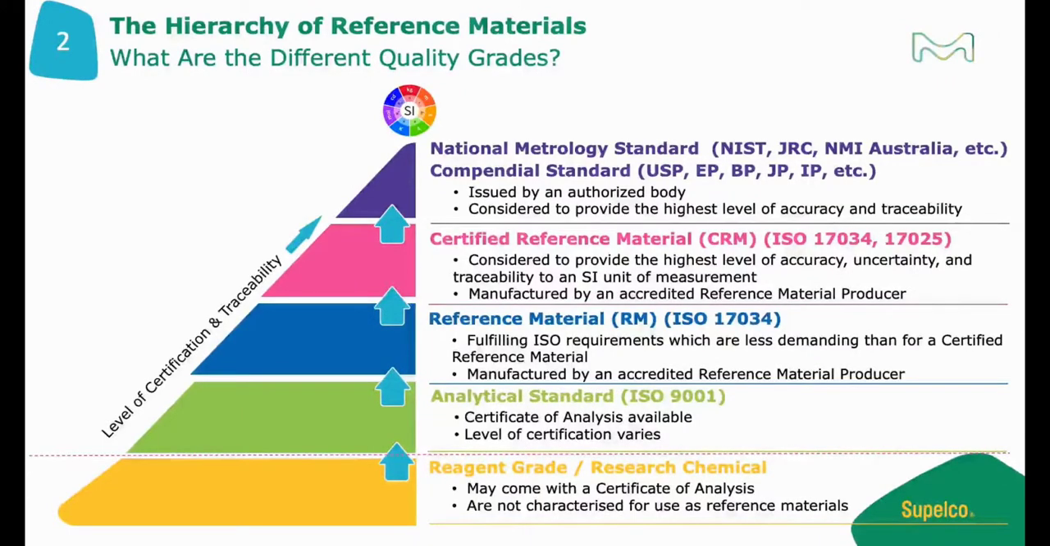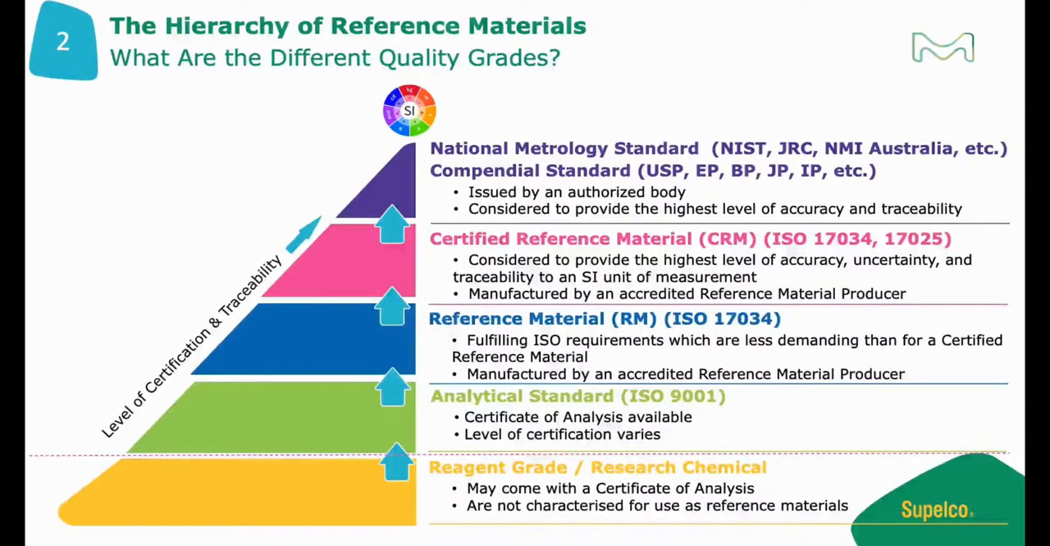Where national governments give standardization to the top level, specific ISO requirements provide standardization for the next two levels, certified reference material and reference material. These ISO requirements include 17034 and 17025, as well as Guide 31. Reference material producers must meet these ISO requirements to manufacture CRMs or RMs. Within ISO, CRMs are considered to provide the highest level of accuracy, uncertainty and traceability to an SI unit of measurement.